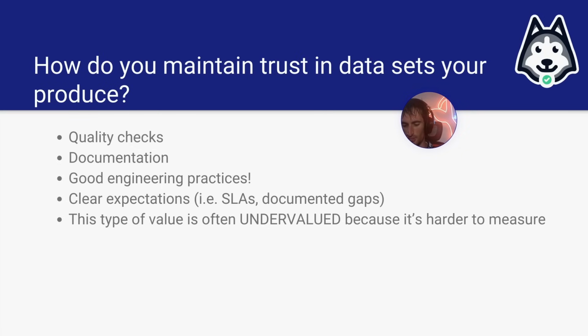Clear expectations. Make sure you have an SLA so that people are aware of when this data will arrive, because that can be another way to minimize communication overhead. People ask, is this data delayed? It's like, nope, it's only delayed if it's been over a day, or only if it's been over 8 hours, or whatever your SLA is. And then also document the gaps.